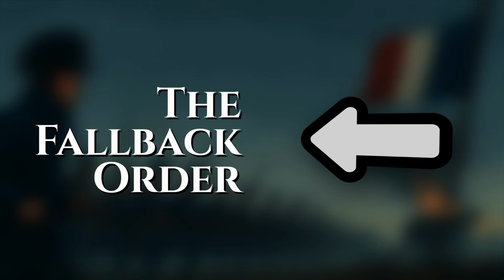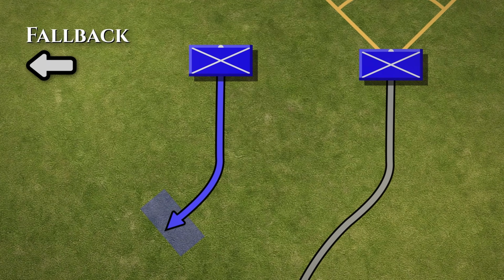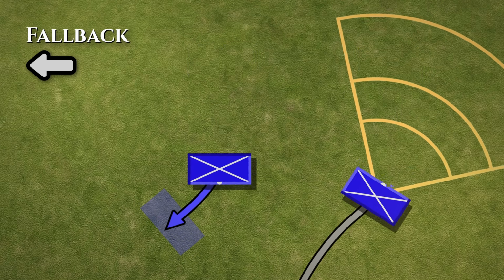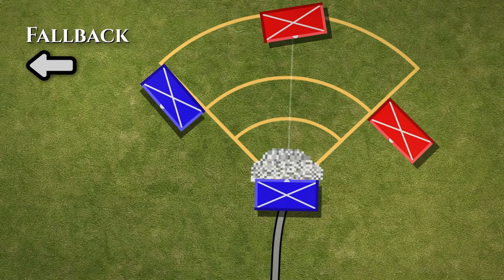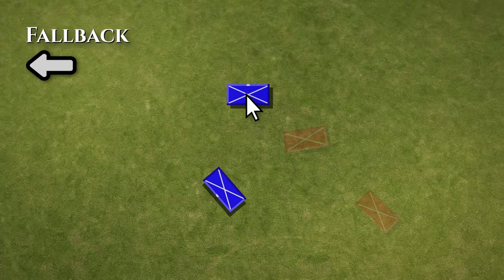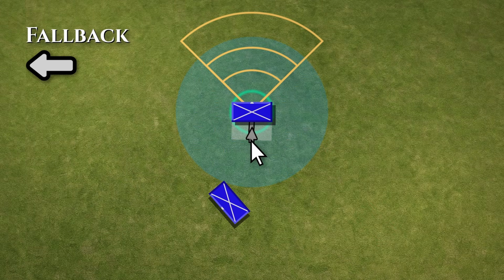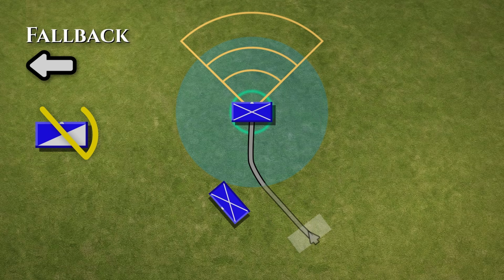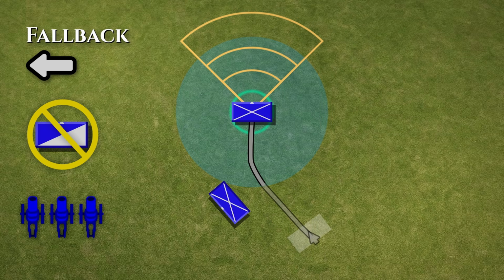The fall back order. Falling back is just like the walk order, but instead your unit continues facing forwards while moving backwards and keeping continuous fire on enemies within range. To use it, first select your unit, then hold right click and draw on the terrain behind your unit. Please note, melee cavalry will not attack while withdrawing, and artillery units cannot perform the fall back order at all.